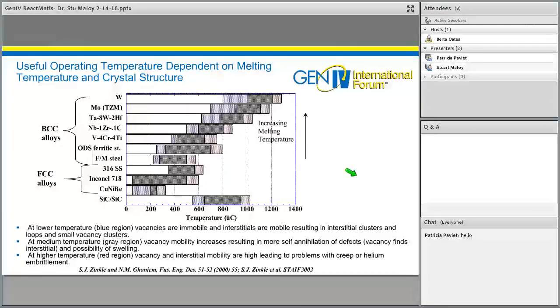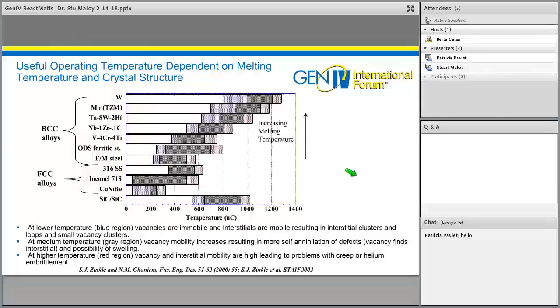A very nice paper by Zinkle and Was shows a way to understand radiation effects in different materials over a class of different alloys, BCC alloys and FCC alloys, and you can look at them based on their melting temperature. What I'm going to center on in the next slides is the lower temperature region where vacancies are immobile and interstitials are mobile, resulting in interstitial clusters and loops and small vacancy clusters that are formed within the material, and results in significant hardening, and can also result in reduction in ductility.